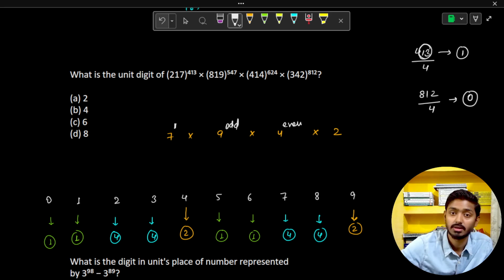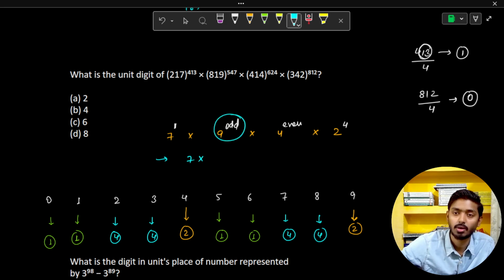Now, that is not enough. We don't write 0 as our power. We always write 4 instead. We'll have to solve this. We'll say 9 to the power odd. If you don't remember, you'll say just 9 to the power 1. 1 is odd, gives us 9. So the unit digit in this case would be 9.